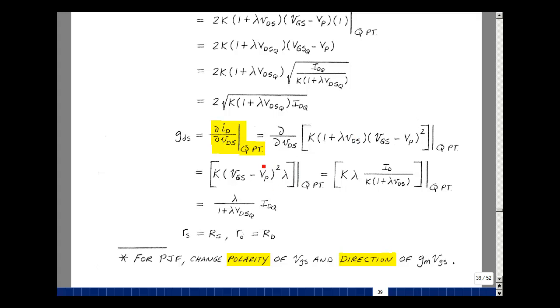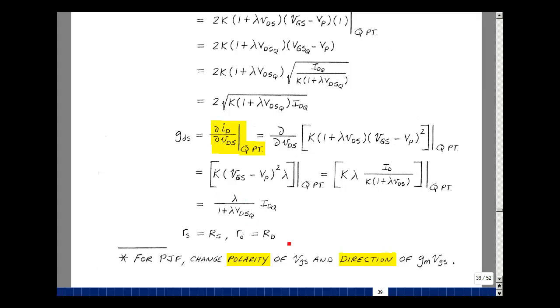So we can find this term from this equation here. This is our value of I sub D. We then divide it by K and 1 plus lambda VDS. We then get this term over here. Evaluating that at the Q point, we'd have I sub D at the Q point. The K's cancel, have a lambda, and then a 1 plus lambda VDS at the Q point. Now previously, lambda was defaulted to 0, so that would make this conductance 0 and the reciprocal infinity. So we didn't have a resistor there, and that's why we now have a series resistance for the source and drain leads.